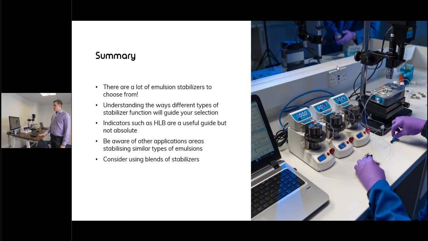It's also useful to be aware of other application areas that are having to stabilize similar types of emulsion. So if you're looking to stabilize water and fluorinated oil droplets, look to biology and see what people have been doing in that area. If you're looking at oil and water or silicone in oil, then maybe look to cosmetics and see what can be found out from this. And also just consider using blends of stabilizers. Sometimes you find that multiple stabilizers working together can be more effective than one on their own.